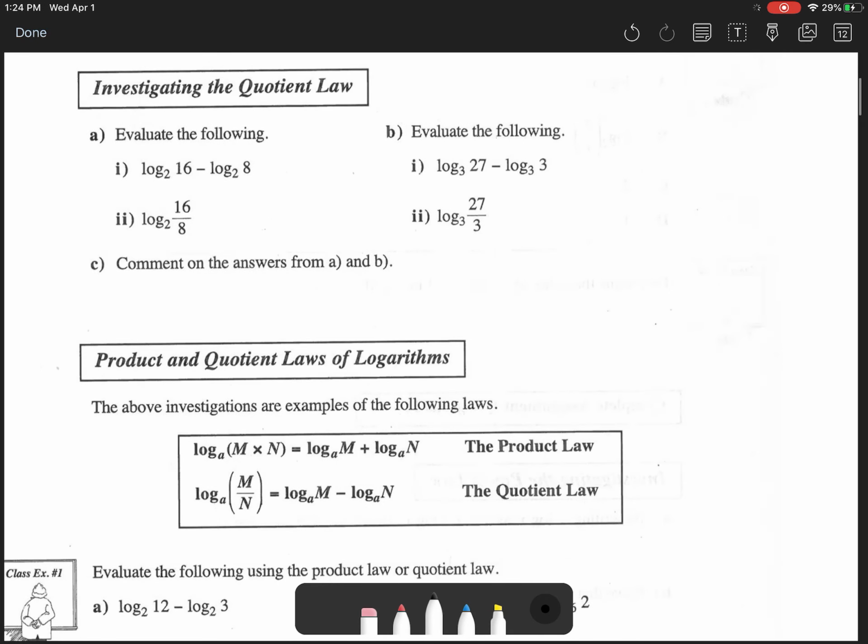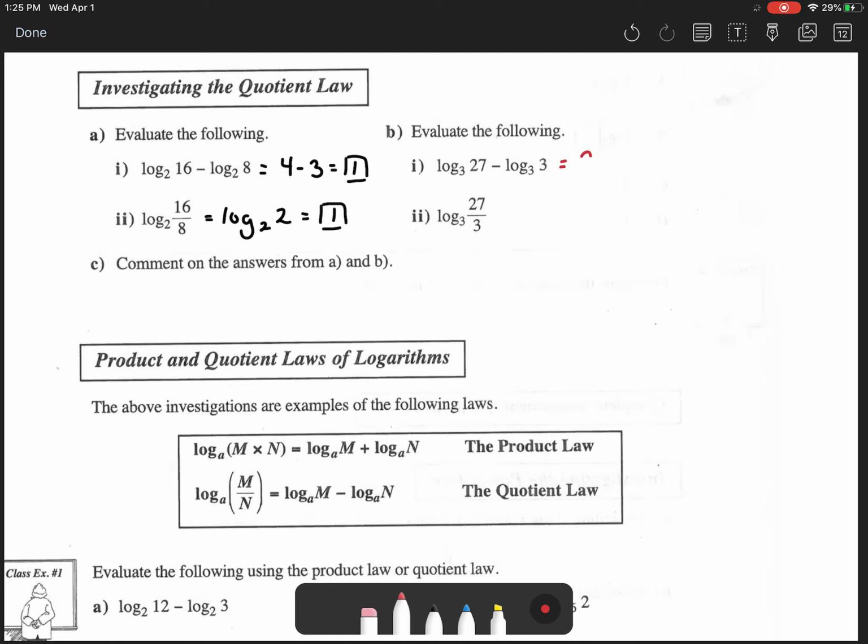So that was the product law, multiplying. Quotient law, same kind of idea here. Log base 2 of 16 is 4. A log base 2 of 8 will be 3, so 4 minus 3 is 1. But you'll see just below that if I divide the arguments, log base 2 of 16 divided by 8 is log base 2 of 2. Okay, that's 1, right? Again, the base and the argument are the same, so that has a value of 1.